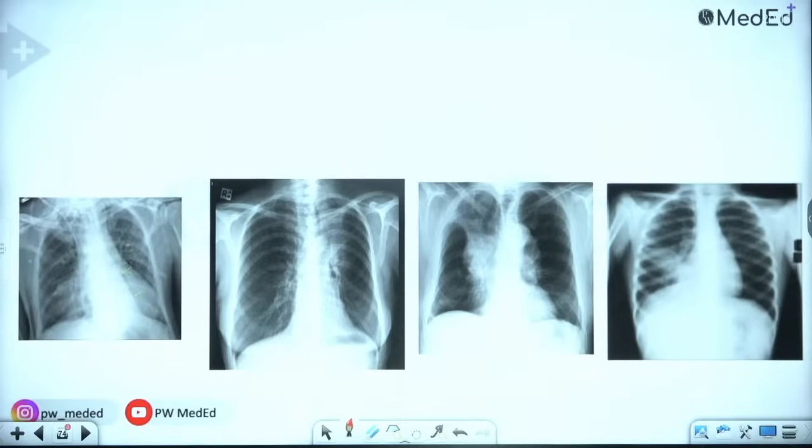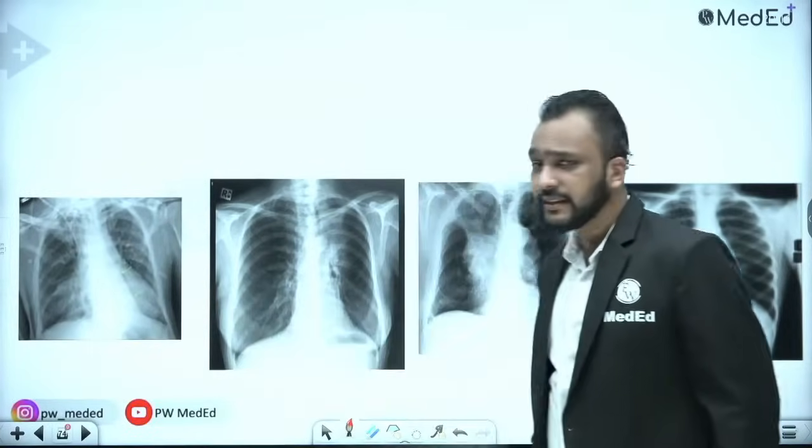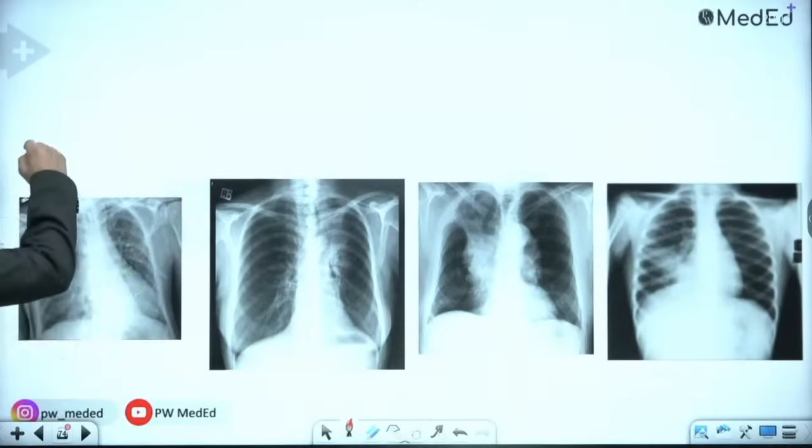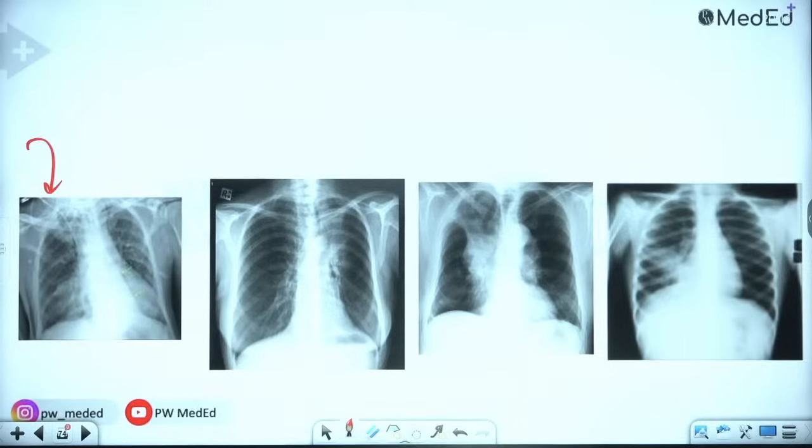Now a few named signs. Can anyone tell me what the named signs are in a patient with collapse of the lung? Tell me, what are you able to see in the first image? Anyone, guys? Just look at the hidden areas of the lung.